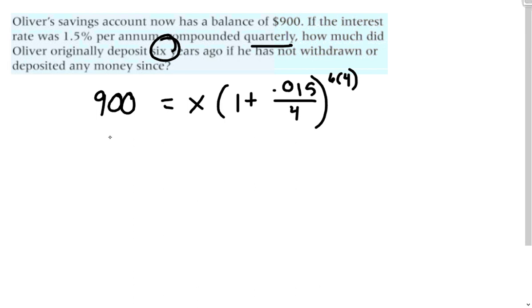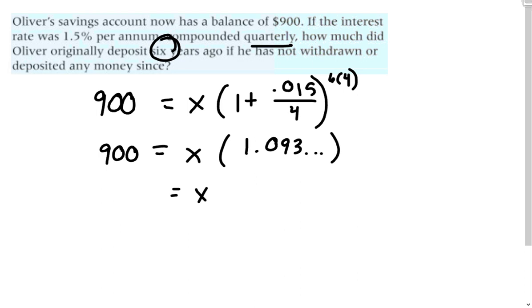So therefore, when I type this into my calculator, I get 900 equals x times all of this together, which is 1.093, etc. So divide both sides by that. Again, 900 divided by that, enter. And I end up getting 22.68, rounded to cents correctly. So again, I rounded to dollars and cents, which would then be an exact value.